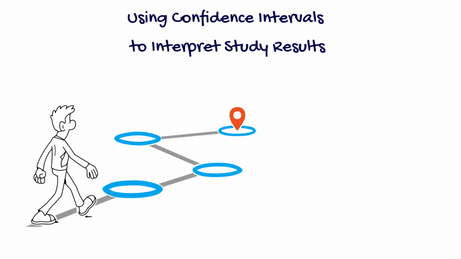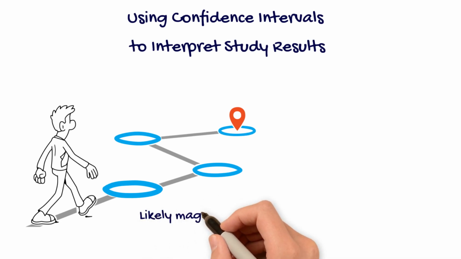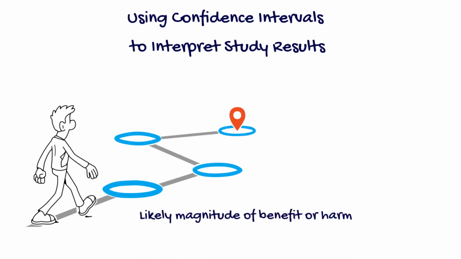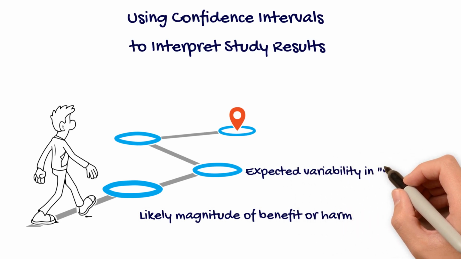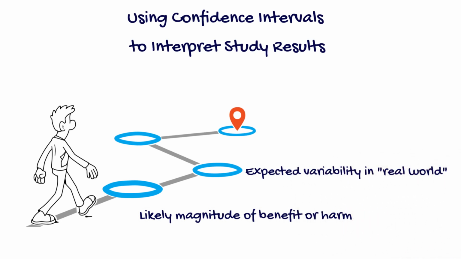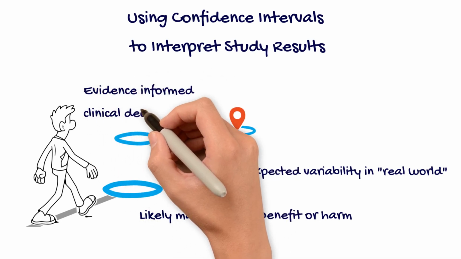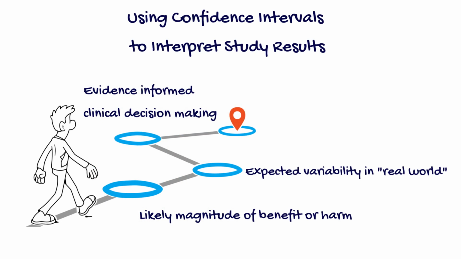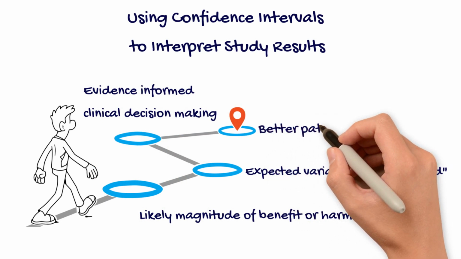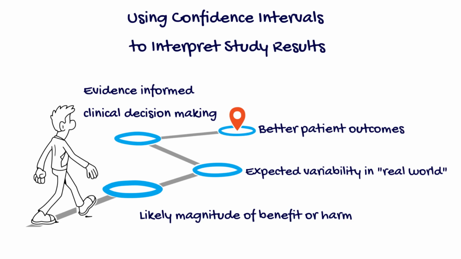The interval provides a measure of certainty around the point estimate, helping clinicians to evaluate the likely magnitude of benefit or harm and the expected variability of the outcome if they were to implement an intervention in the real world. This ultimately leads to a better interpretation of findings and more informed clinical decision-making, the ultimate goal of which is to improve patient outcomes.